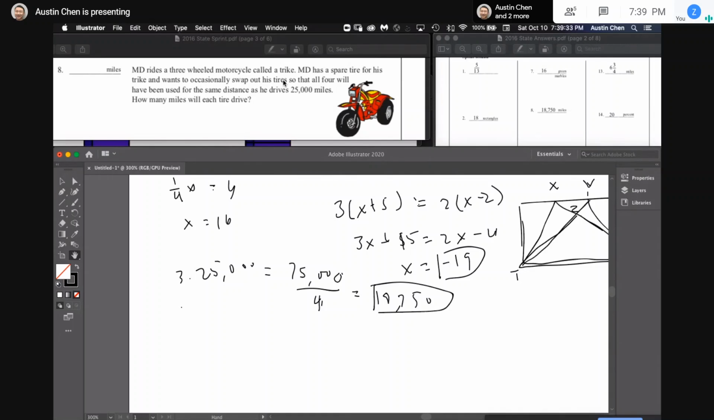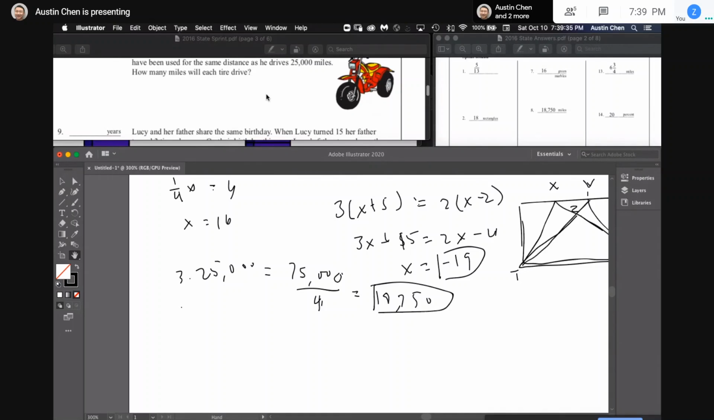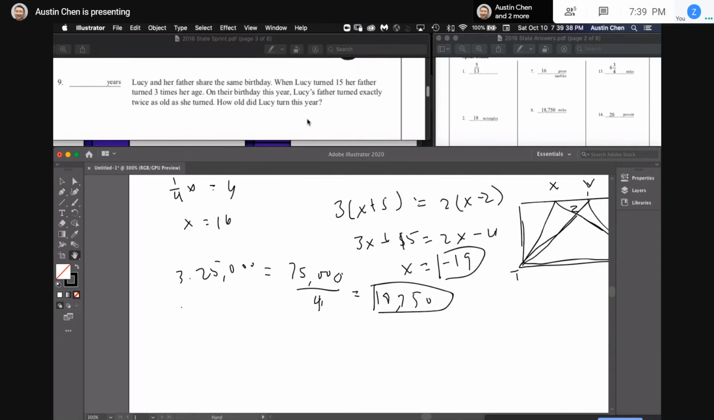Yep. But in the end, that's pretty much what we did. We multiplied by 3 and divided by 4. That's the exact same thing that we did.